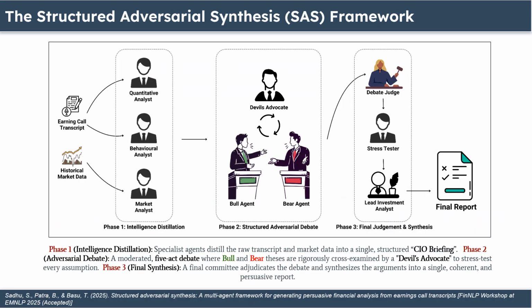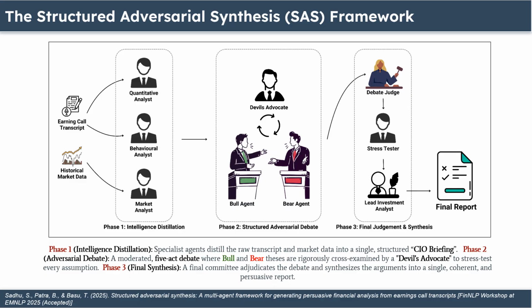To achieve this, we introduced Structured Adversarial Synthesis, or SAS, our framework. This system is modeled after the deliberative workflow of a professional investment committee, and it operates in three distinct phases. Phase 1 is the intelligence distillation. Here, a committee of three specialist agents works in parallel. A quantitative analyst extracts objective financial metrics, a behavioral analyst decodes the management tone and subtext, and a market analyst synthesizes the historical market data to provide pre-call context. Together, they produce a single structured CIO briefing.